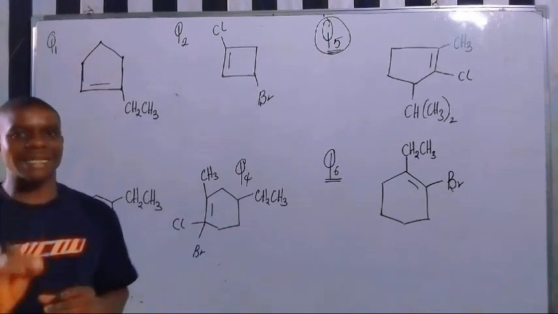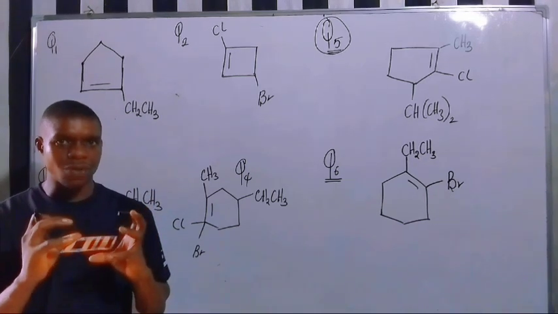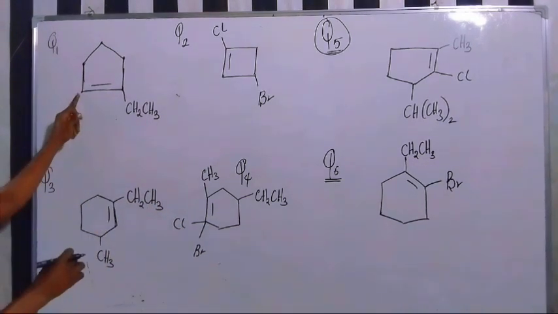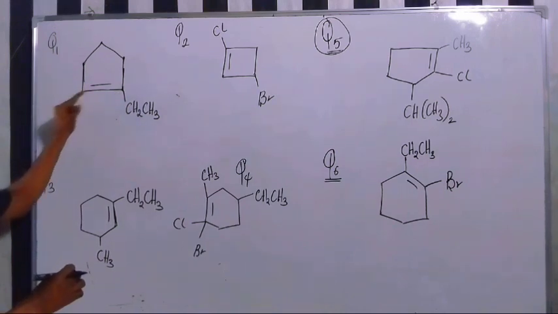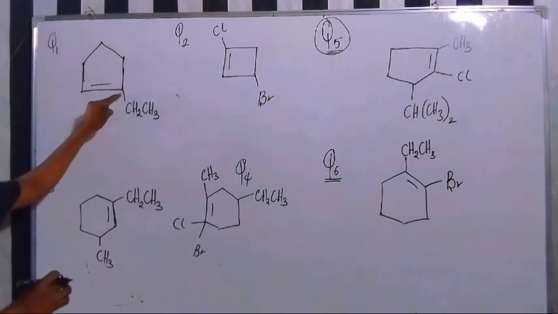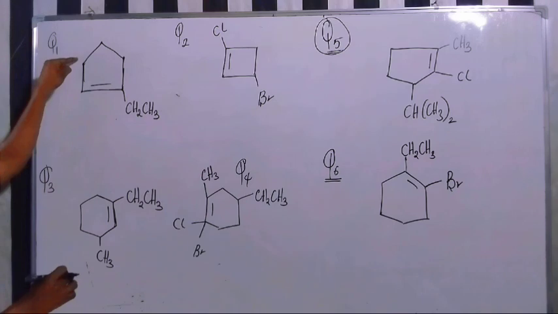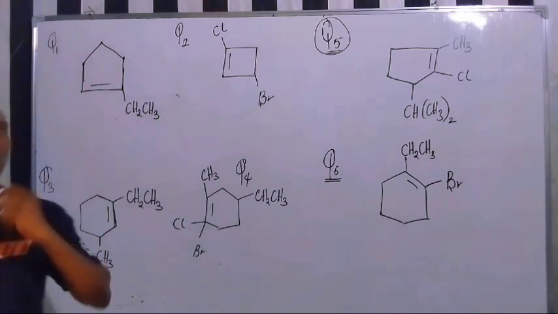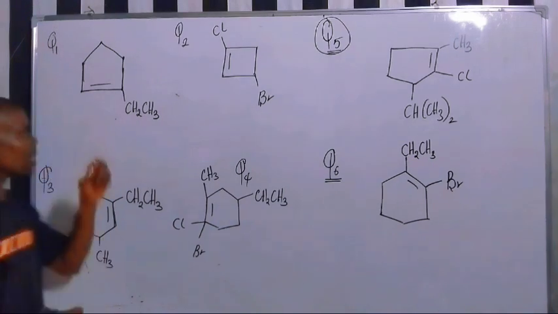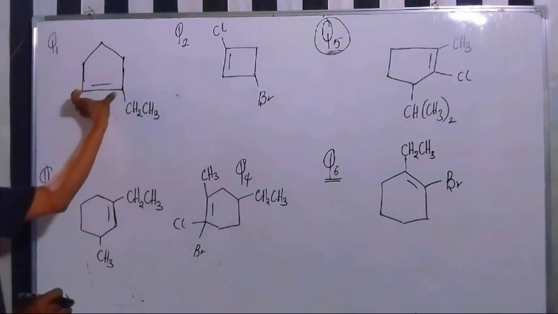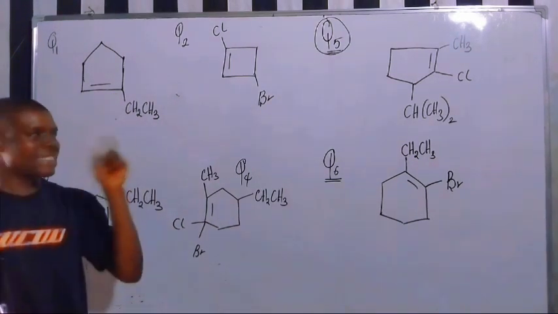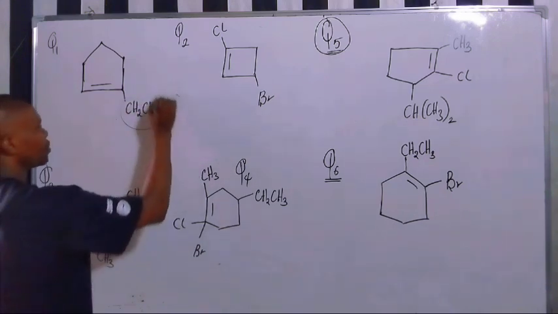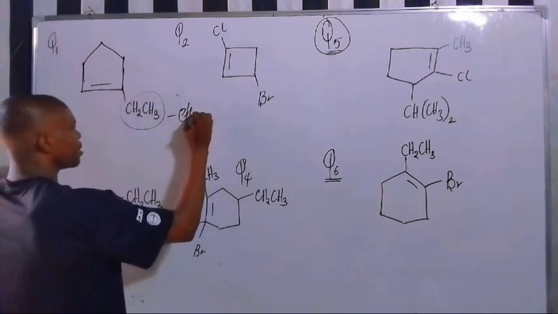You see that? Now, whenever you are naming a cycloalkene, what you want to understand here is that the 2 carbon atoms that carry the double bond will be either carbon 1 or carbon 2. So this can either be my carbon 1, or this can either be my carbon 1. These other points are not carrying the double bond, so they cannot be my carbon 1. So these 2 points are the only ones qualified to be my carbon 1. Now, this point here is carrying a substituent. The name of this substituent is ethyl.